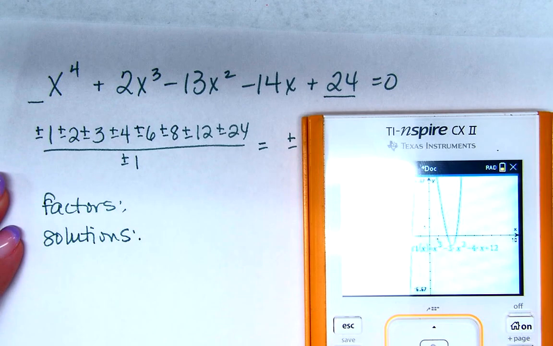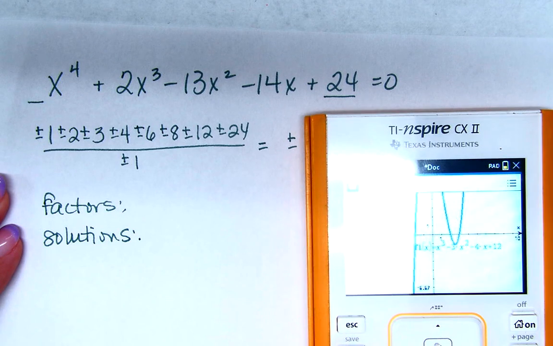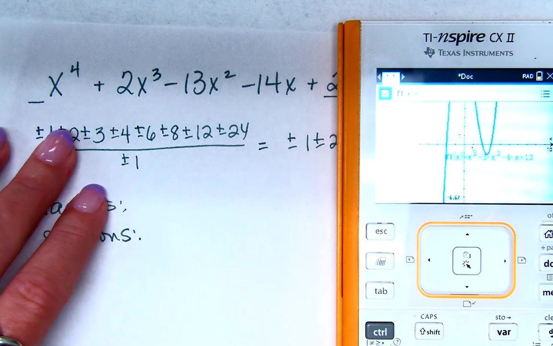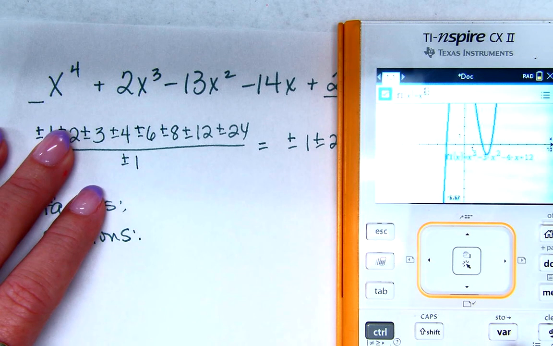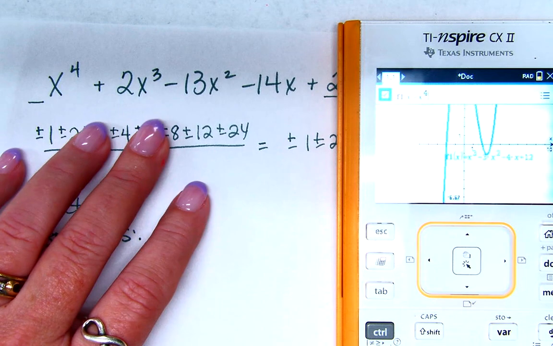So I'm going to come over here to my calculator and I'm going to enter my equation. X raised to the 4th. How many solutions should I get for this one? 4.